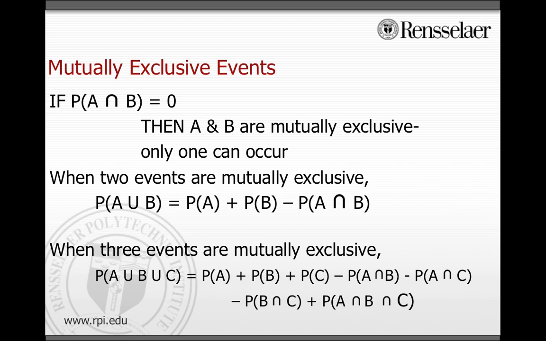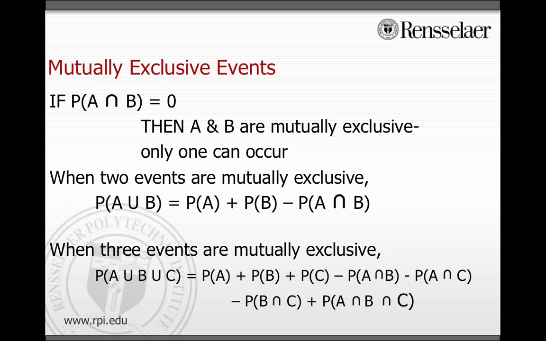When two events, A and B, are mutually exclusive, the probability that they both occur equals the probability of A occurring plus the probability of B occurring. And this means that the intersection of the two, the probability of A and B, is equal to 0, because only one can occur, which is what mutually exclusive is at the core.